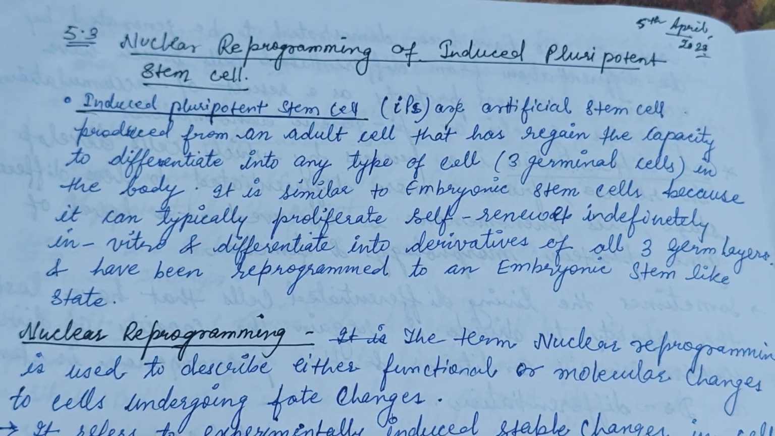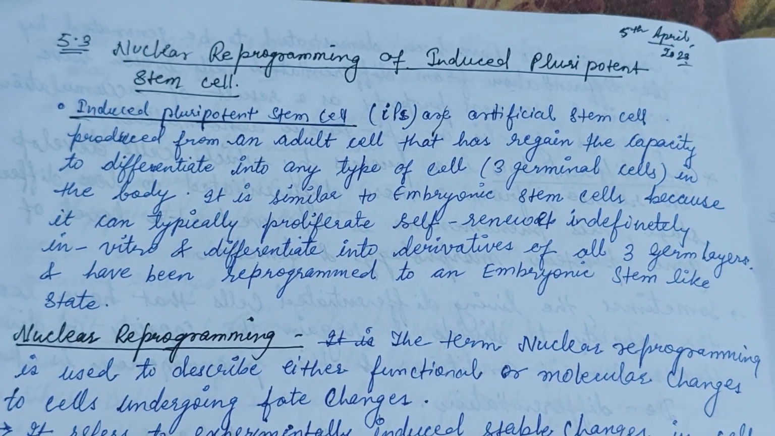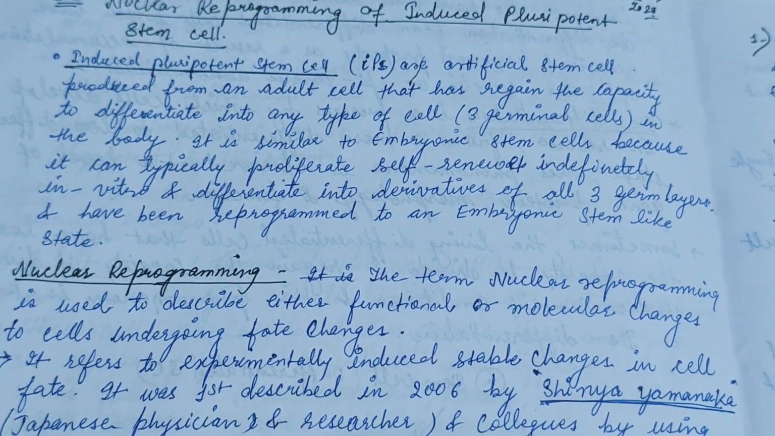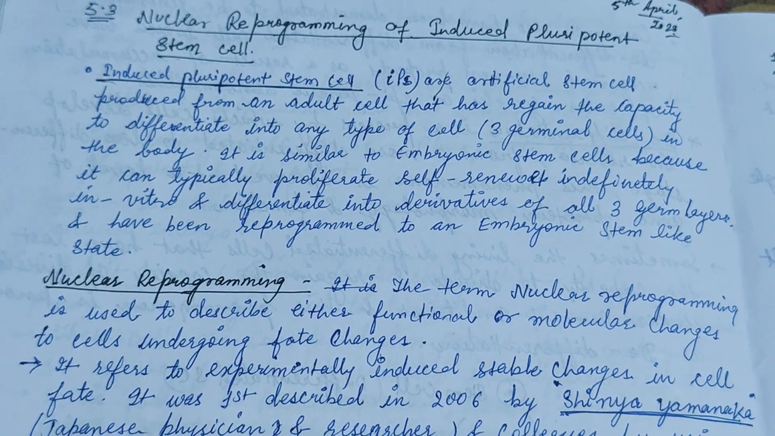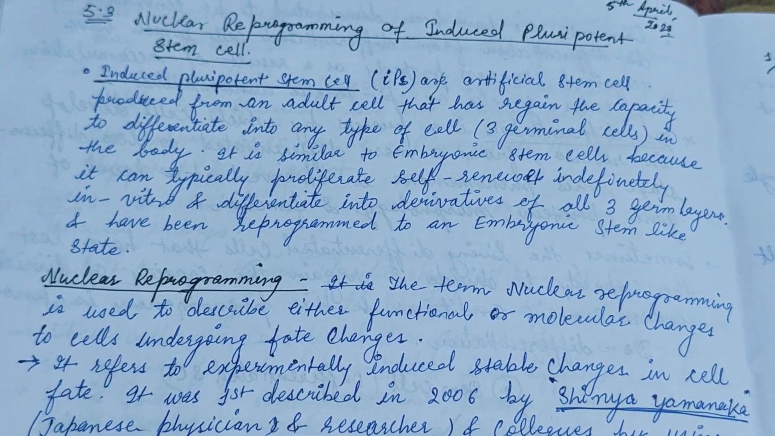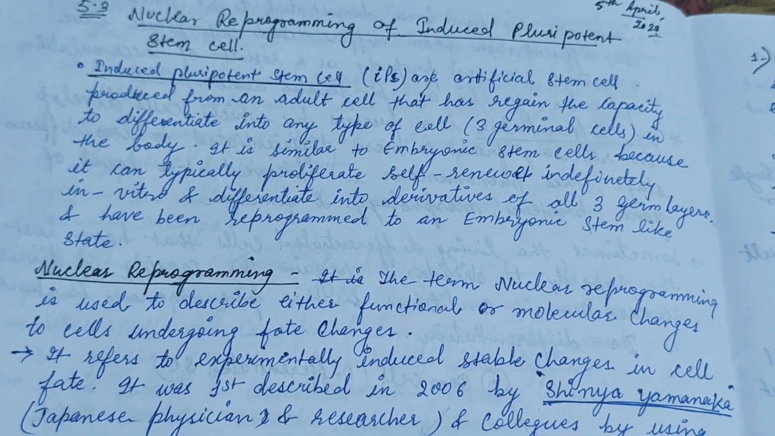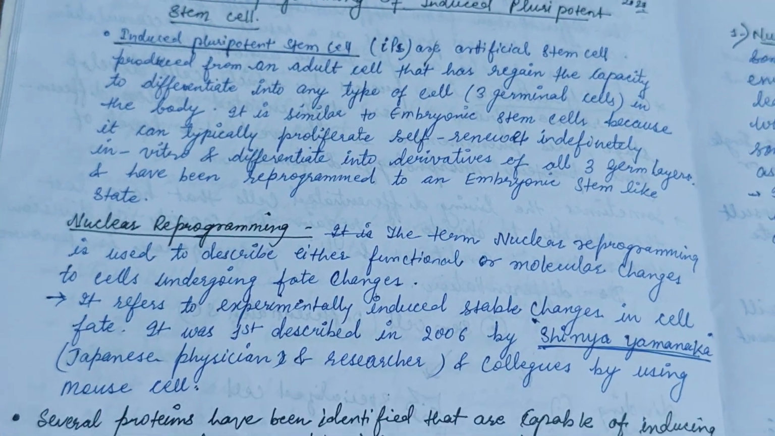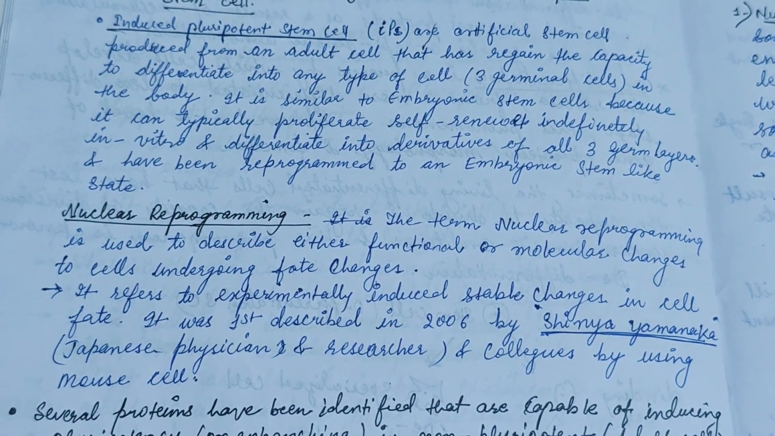Hello friends, today through this video we'll discuss the nuclear reprogramming of induced pluripotent stem cells. In the previous video we have already seen the characteristics and types of stem cells. In this video, induced pluripotent stem cells can be defined as artificial stem cells produced from an adult cell that have regained the capacity to differentiate into any type of cell.